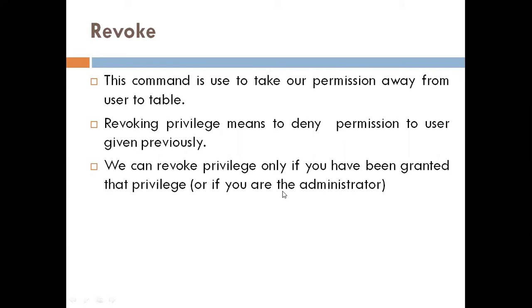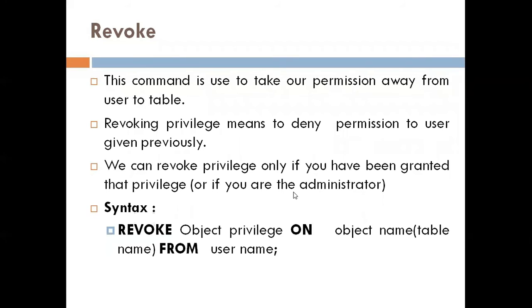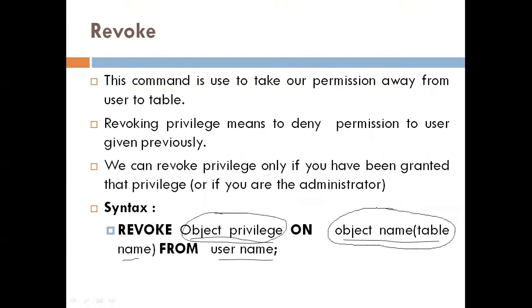And if we are an administrator, so here is the syntax of the revoke command: revoke, then object privilege on object name. Here the object name is a table name, from username. Those privileges which we want to take away from the user, we have to write down here at object privilege. Then we have to write down a table name here, and we have to write down the username here.